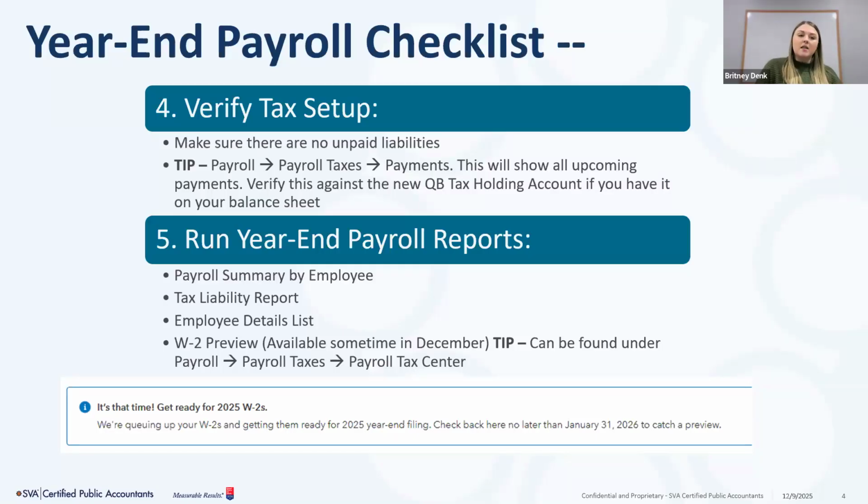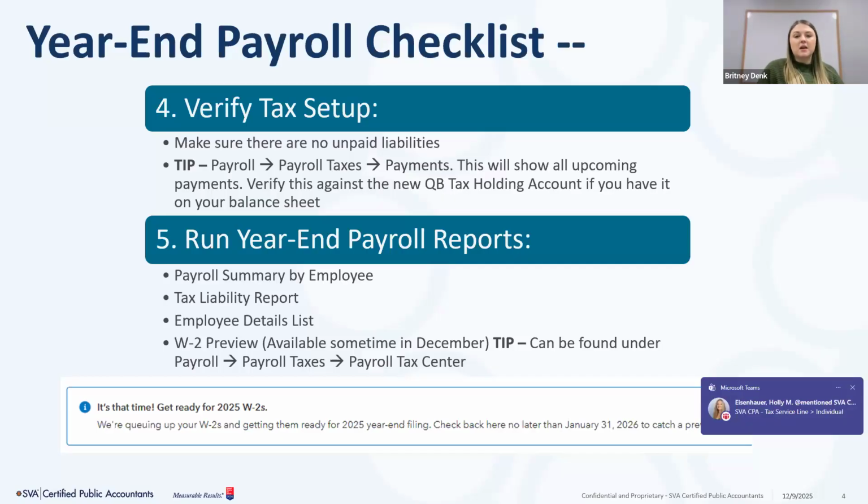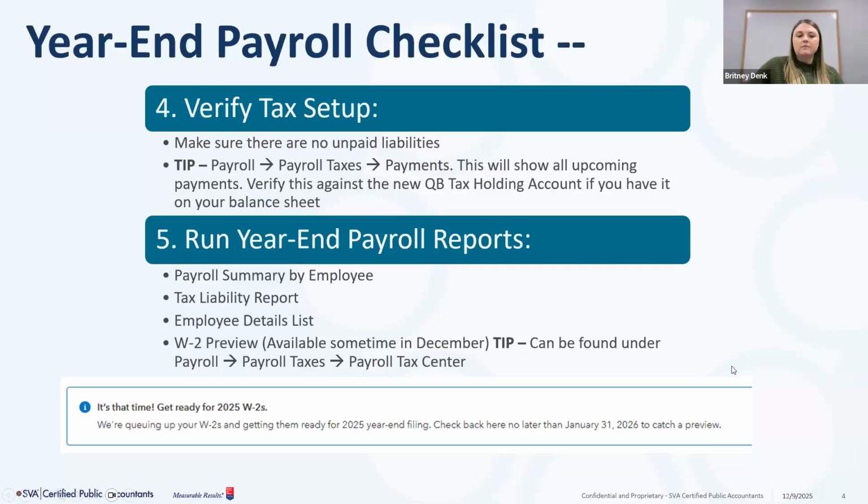You might have noticed on your balance sheet in QuickBooks, you have this new tax holding account. I would just do a quick check to make sure that all of your upcoming tax payments match what's in that. It should have a debit balance in the asset section on your balance sheet. Just make sure those tie. Because I know when it first came up, it was a kind of "oh, what's this?" moment where everyone was a little confused.